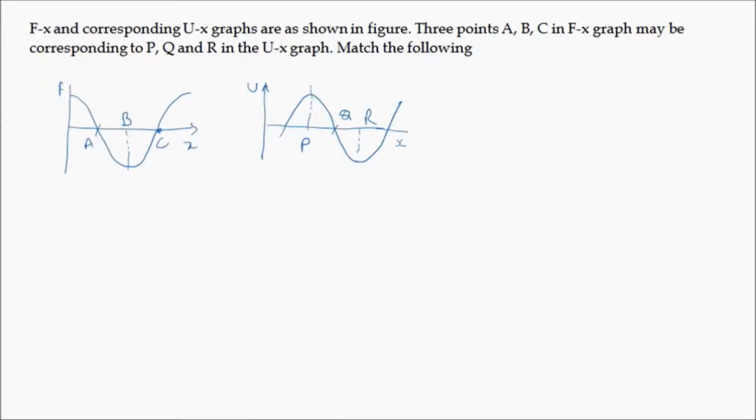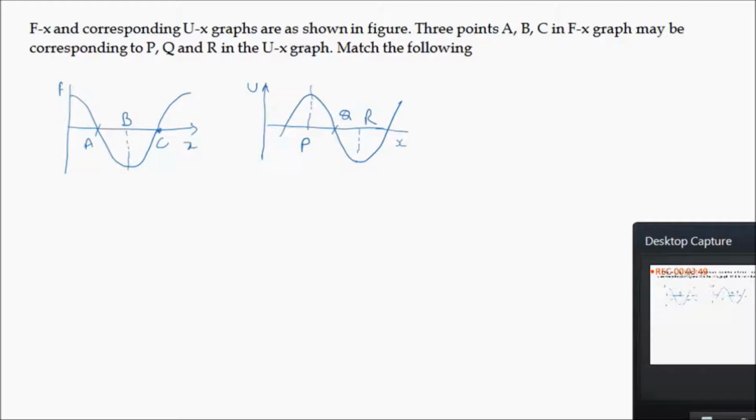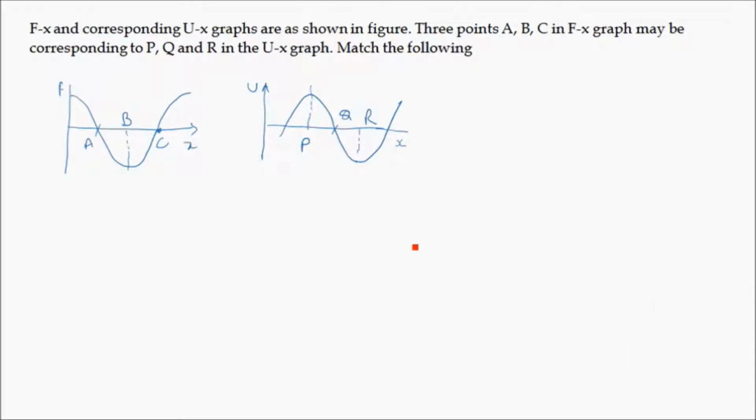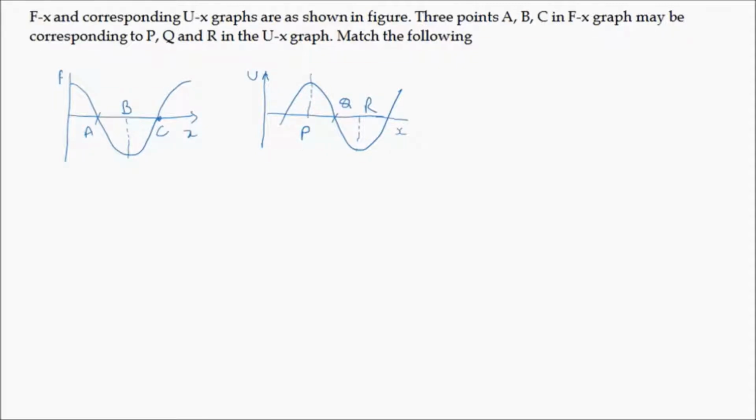Now the next problem is that the F-x and corresponding U-x graph are shown in the figure. Three points a, b, c in the F-x graph may correspond to p, q, r in the U-x graph. You have to match the following, that is, which point in the F-x graph corresponds to which point in the U-x graph. How will we calculate it? First, in this figure, this is the point where the force will be 0, the point of equilibrium. Points a and c are the points of equilibrium.